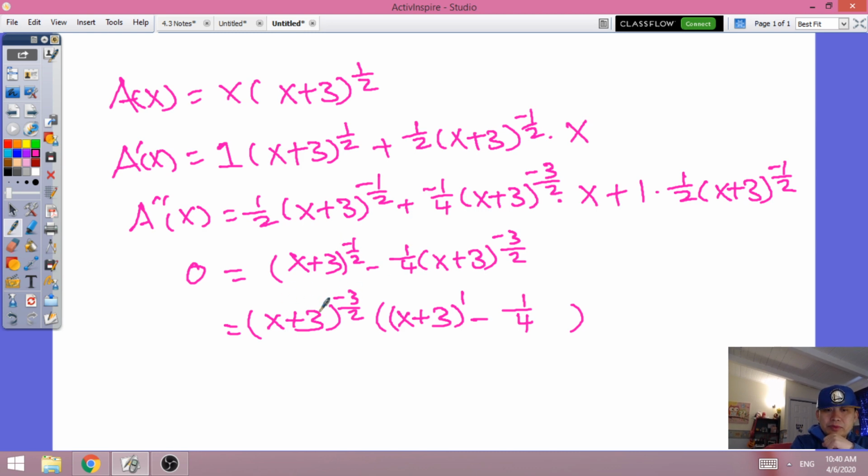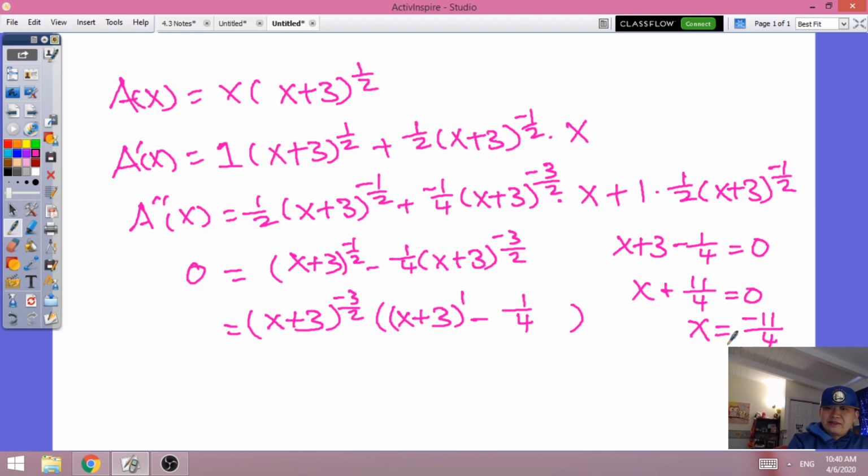Now we know that this factor is going to go down to the denominator, so we cannot set that equal to 0. The only thing we can set equal to 0 is x plus 3 minus 1/4, because that goes on the numerator. So we have 3 minus 1/4, which is 12 over 4 minus 1/4, so that's positive 11 over 4. Then x is negative 11 over 4. So that's the x value for the point of inflection.